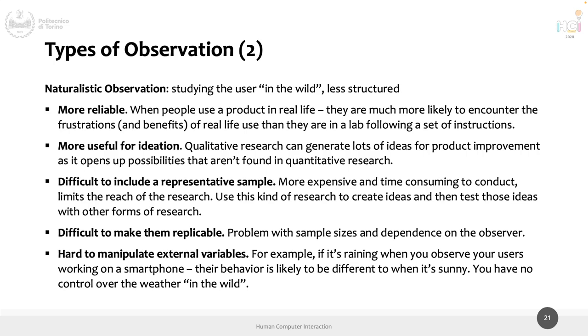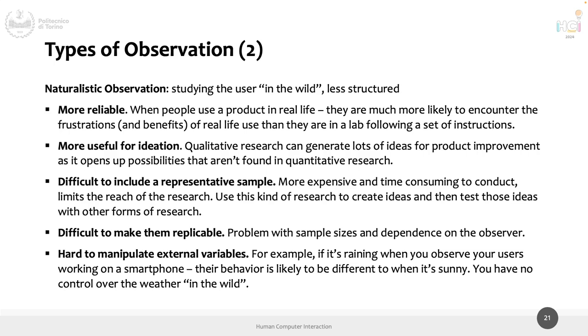So both controlled and naturalistic have their pros and cons. The controlled is easier to replicate, etc., but you get less information from it. The naturalistic is more reliable. You get much more information. It's much more time-consuming for you, and it's a little bit more difficult to replicate, and it's obviously harder to replicate external variables. So in general, when it's possible, the naturalistic observation is to be preferred, keeping in mind these difficulties and assessing them.